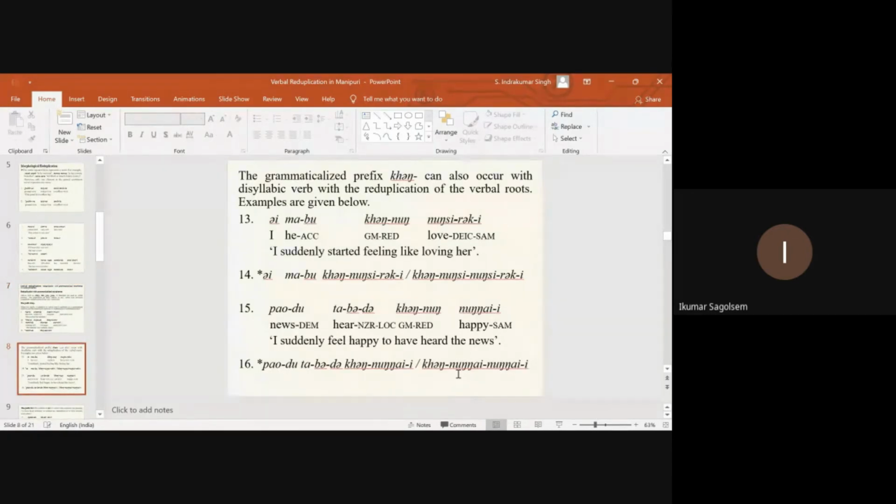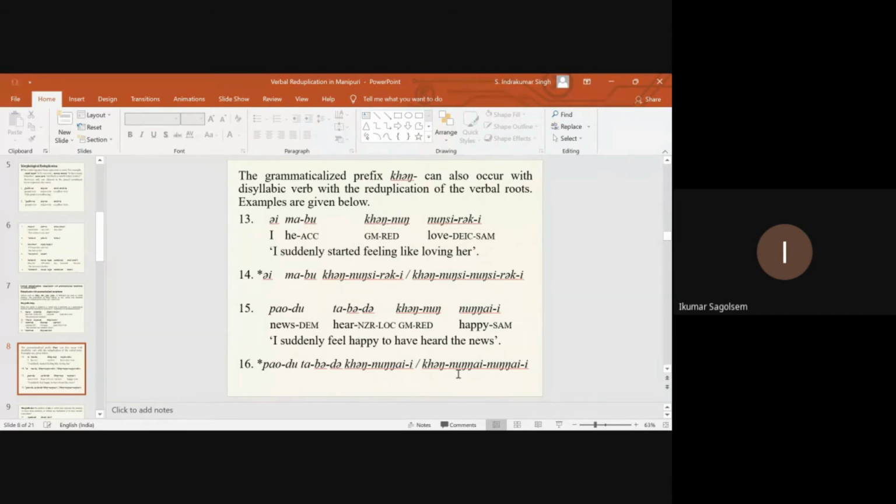In these examples, kang also occurs with a disyllabic verbal root. Nung si in 13: nung is the first syllable, si is the second syllable; nung si in 13, nungai in 15, but still verbal reduplication is compulsory, and the single occurrence of it as in 14 and 16 is ungrammatical. But one fact is that the total or complete reduplication of the verbal root is impossible, as in 14: kang si nung sirai, kang si nung sirai, kang nungai nungai. These are totally invalid, unacceptable.